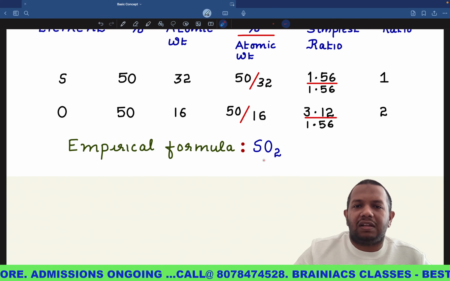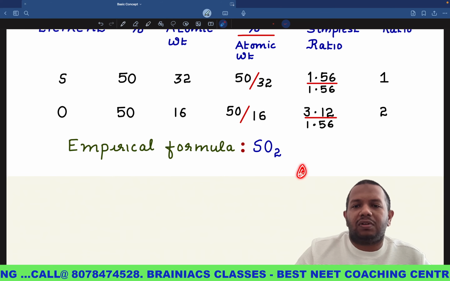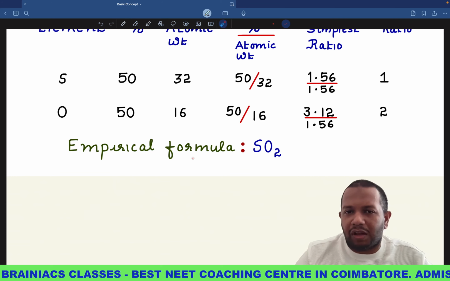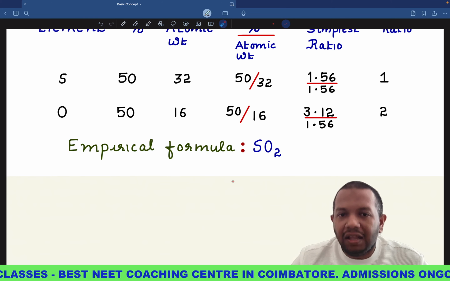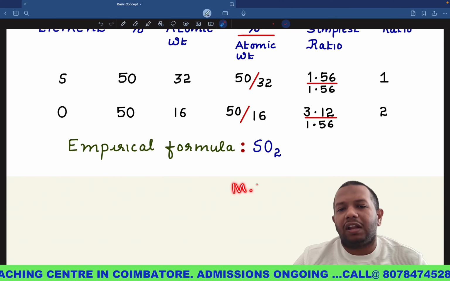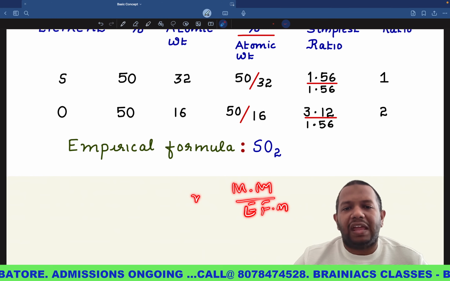For SO2 we can calculate: sulfur 32, oxygen 16 into 2, 32. So oxygen is also 32, sulfur is also 32. So 64 is the empirical formula mass. They should have given the molecular mass, then only we can calculate the molecular formula. So molecular mass divided by empirical formula mass will give you the n value.